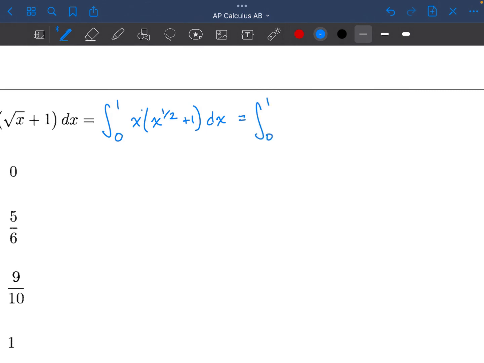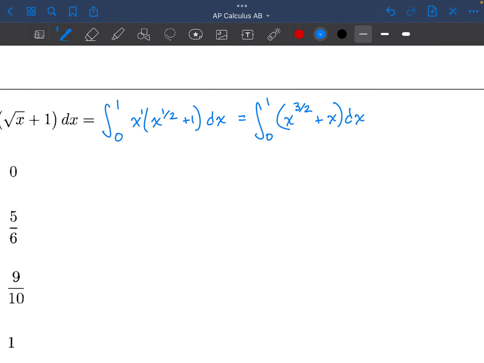What is x to the power of 1 times x to the power of 1/2? Well, it's the same base, so you keep the base, and then you add the powers. 1 plus 1/2 is 3/2, and then I'm going to distribute this x to the power of 1 into 1, which is just x to the power of 1, or simply x. And then that whole thing is going to be multiplied by dx.